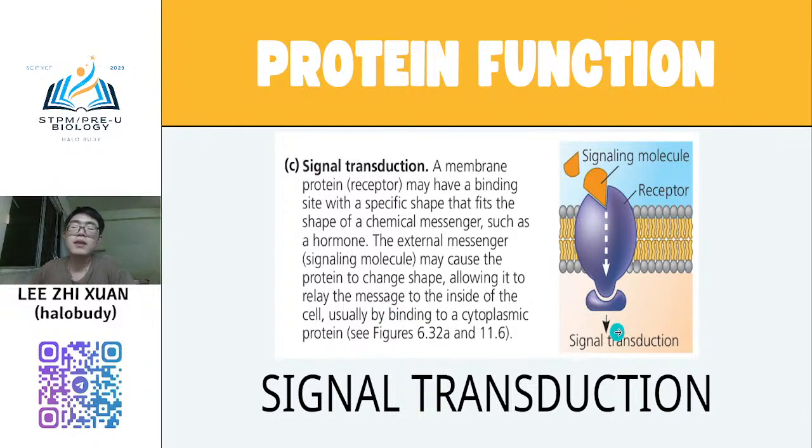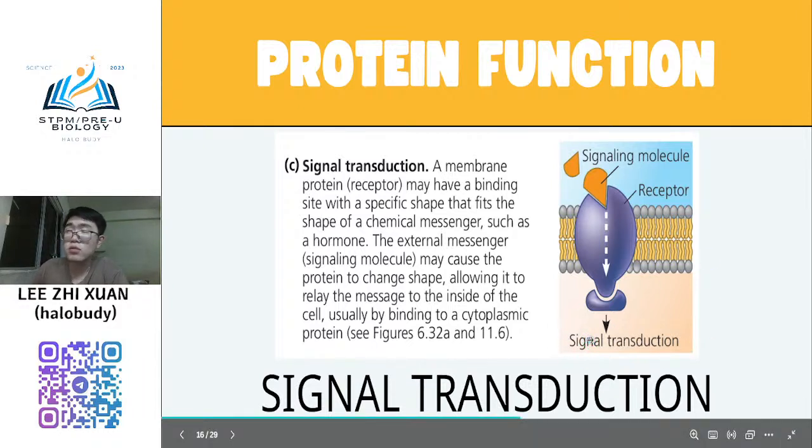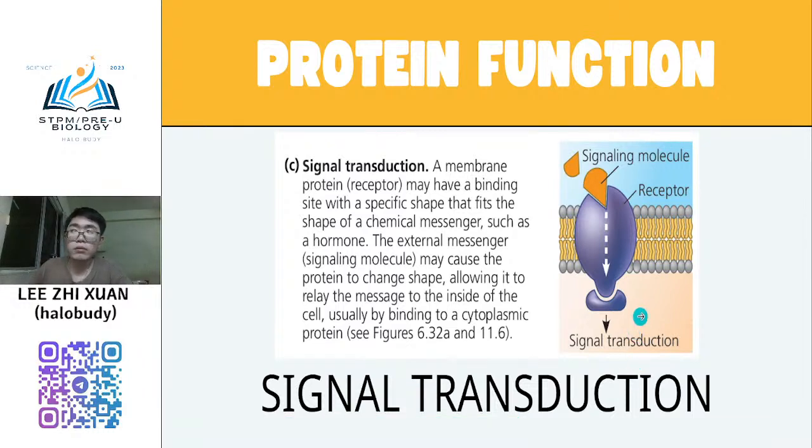So this one will send the signal lah. They will send the signal by changing the protein shape, usually by binding to a cytoplasmic protein. So it will send the signal to the protein within the cell, and then will have a cascade reaction within the cell lah. Like insulin, it will have the reaction to reduce the blood glucose level, right? So it will reduce the blood glucose level, and increase the intake of glucose molecules into the cell. So this one is the signal transduction.